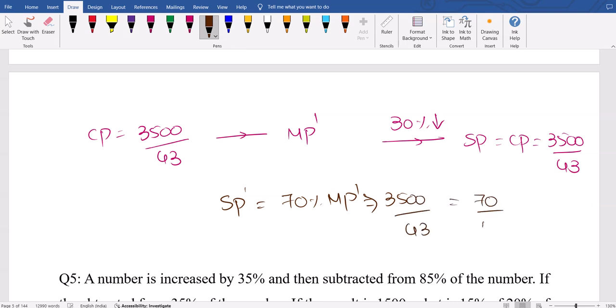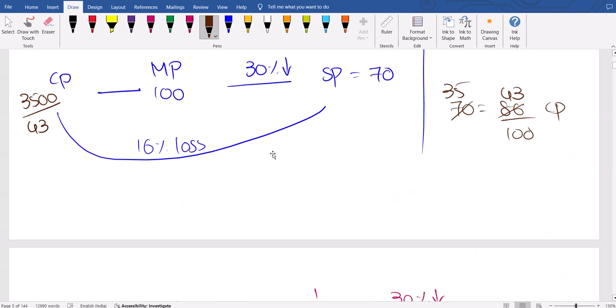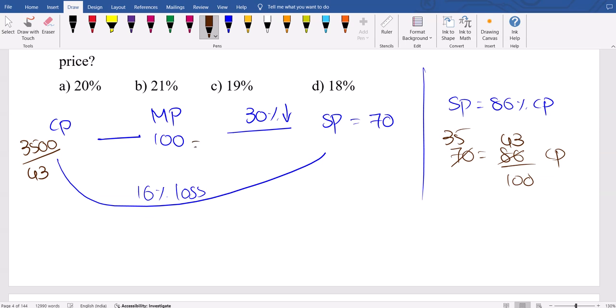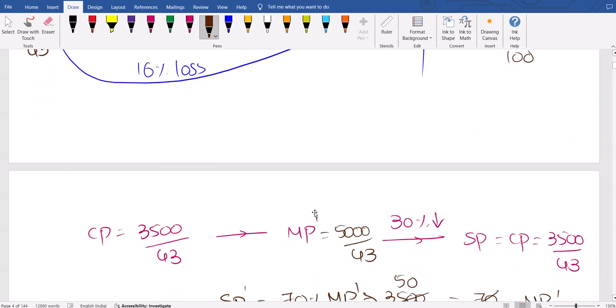70% means 70 divided by 100. Now this is 50 times, it's 5,000 divided by 43. Marked price is 5,000 divided by 43. Guys, see, initially the marked price is 100, which I can write as 4,300 divided by 43 for easy understanding. Initially the marked price is 4,300 by 43. Now the marked price is 5,000 divided by 43.